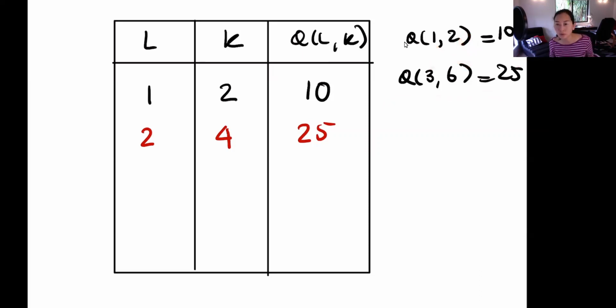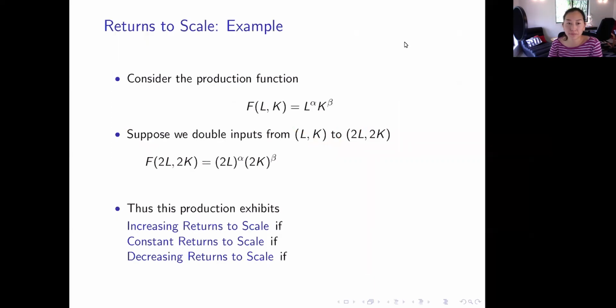It could be triple, 4 times or whatever. But as long as it increases in the same proportions, and then you compare the outcome or the output. If the output increases in the same proportion, then it's a constant return to scale. If the output increases less than the proportional increase in the input, then that would be decreasing return to scale. If the output turns out to increase more than the proportional increase of the input, then that would be increasing return to scale. So that's what it is.